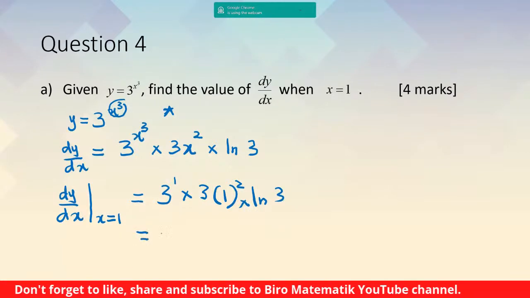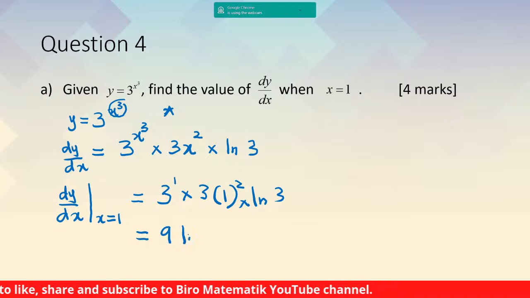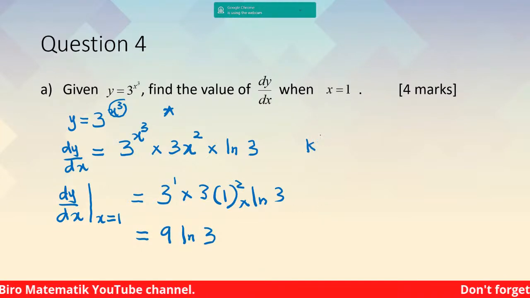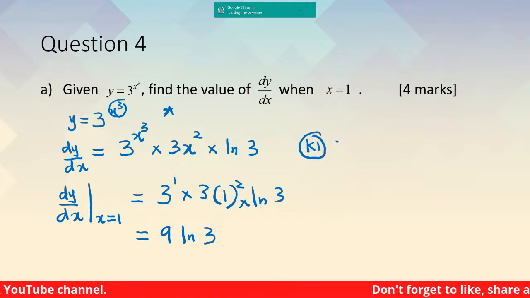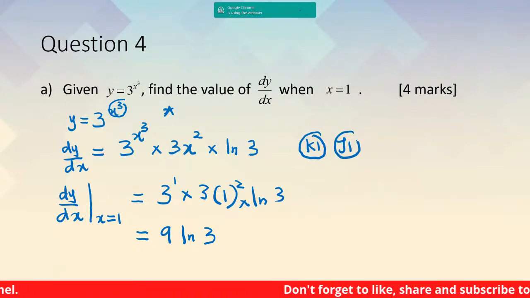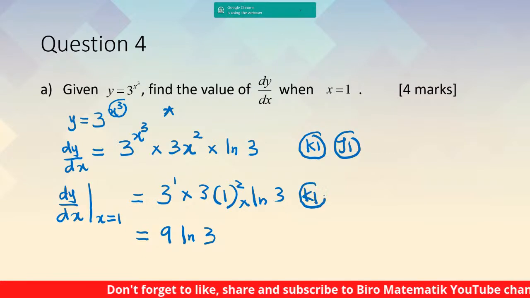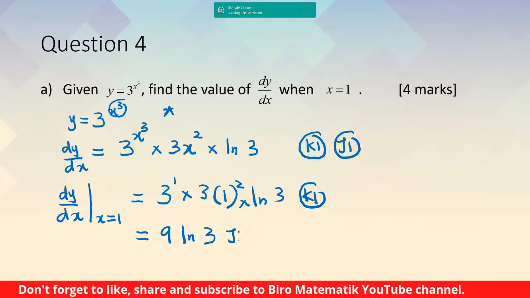Then we get the answer is 9 ln 3. Okay, so differentiate, 2 marks. And then substitute the value, another 2 marks.